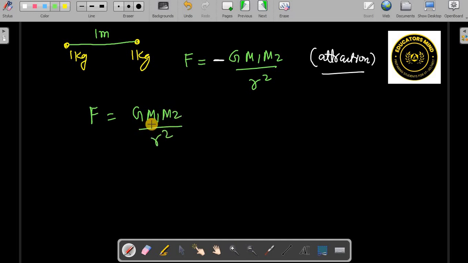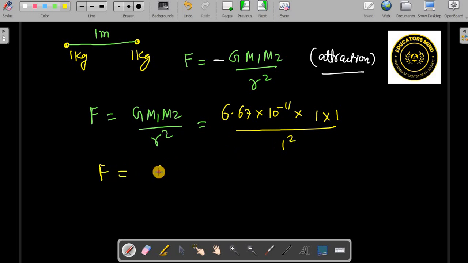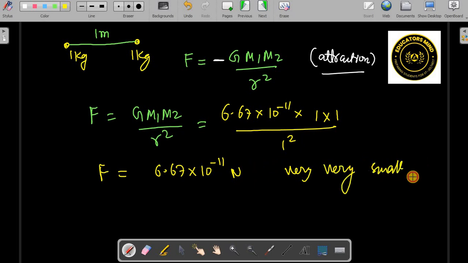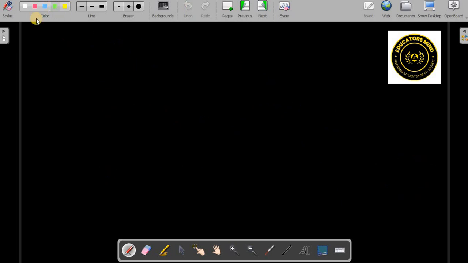Then we can just substitute the values. So this is 6.67 into 10 power minus 11, and 1 into 1 by 1 squared. So the force of attraction is 6.67 into 10 power minus 11 Newton. It's a very, very small force. You can say it's a negligible amount of force, right? Okay, then let us take another question.